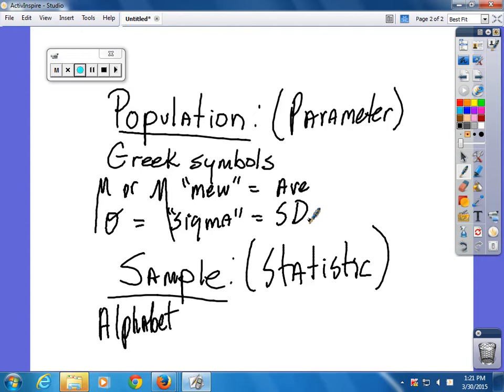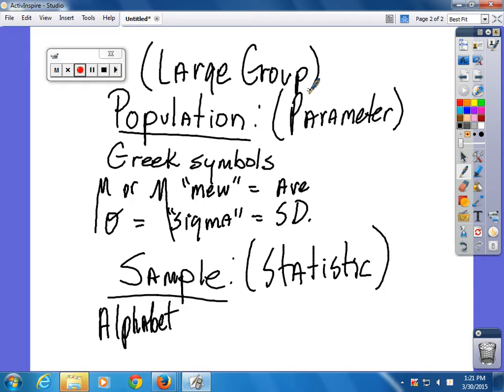Now the population is usually what the sample predicts for. Now why do you not go out and survey everybody in the population? Because the population is the large group. And why don't you want to go out and survey the large group? Because it costs two things, the two most important things in business: time and money. So what, just throw the population away? No. You use the sample to predict the population.